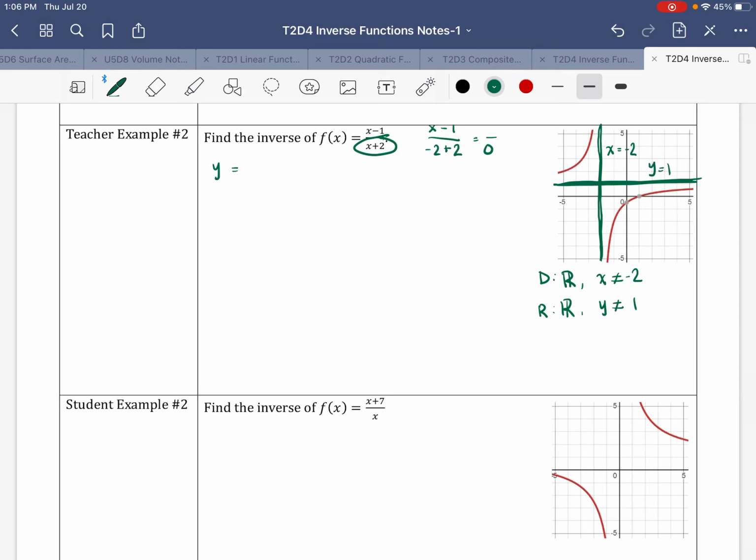So we're going to start off with rewriting it: y equals x minus 1 over x plus 2. And then flipping all of our variables. So we get x equals y minus 1 over y plus 2. Now, since we have a fraction here, and I want to get rid of it, I'm going to multiply both sides by y plus 2. So I get x times the quantity y plus 2 equals, those cancel out, y minus 1. I'm going to distribute: xy plus 2x equals y minus 1.